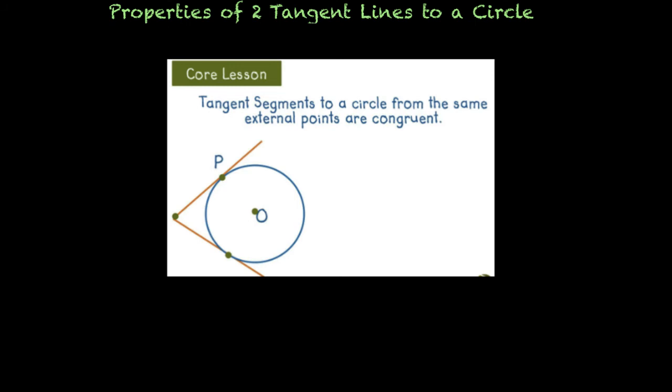Here is our theorem. The theorem states that tangent segments to a circle from the same external point are congruent. In other words, if we look at the segments, let's give these all a name, so let's call this point R and point S. So if we look at the segments RP and RS, the theorem states that those are congruent. But we're going to set about proving that.